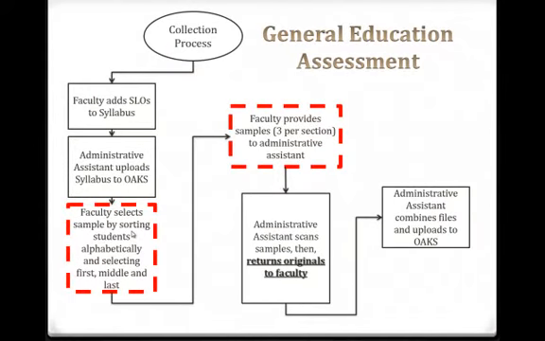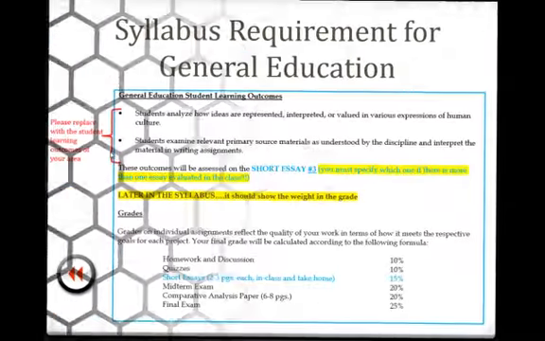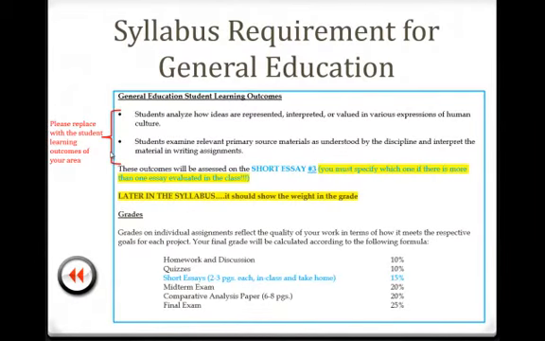In this slide, I show you the cycle that needs to be followed every semester. And we start by having our syllabus ready so that our administrative assistants can later upload it into OAKS. As you can see on the screen, we all have to have a separate section in our syllabus that is called General Education Student Learning Outcomes. Under this section, you list the outcomes for your specific area.